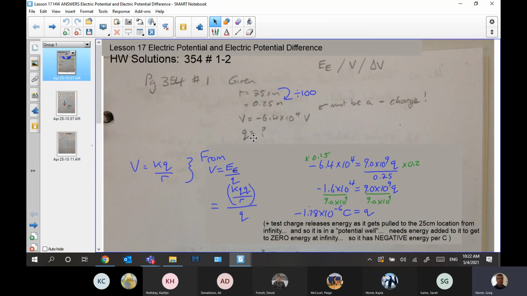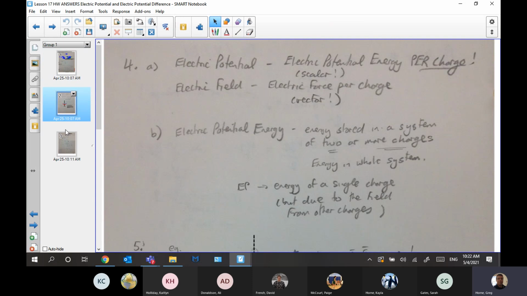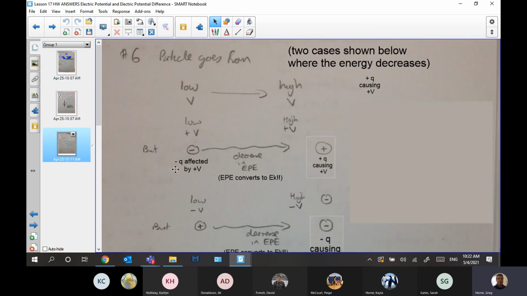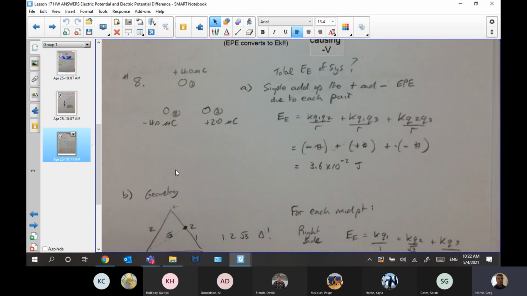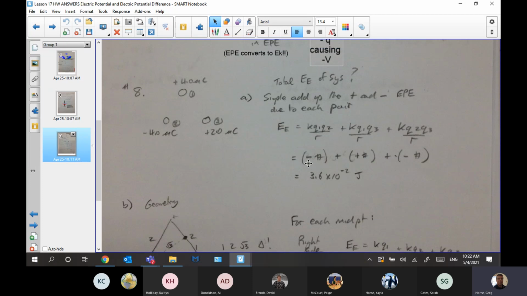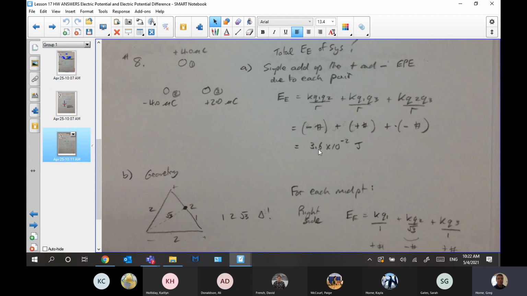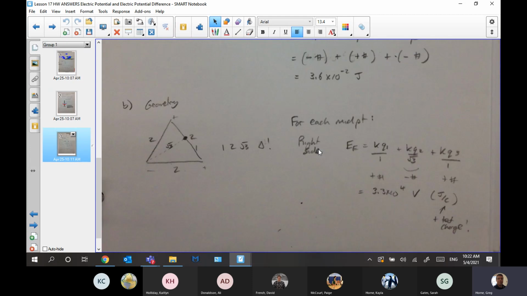So here we go for 17. Let's jump ahead to that 8B since we were talking about it. 8B down here. What's 8B? So the energy of the system was answered again there. I guess I kind of forgot that I had already done it. And then with the electric potential at each midpoint.